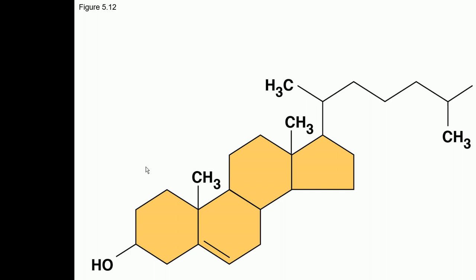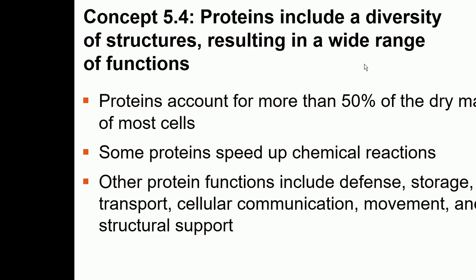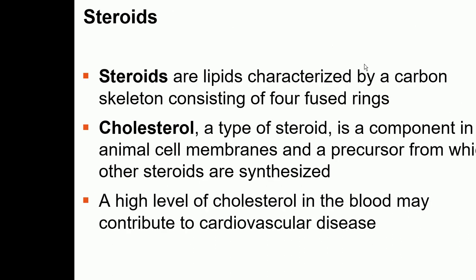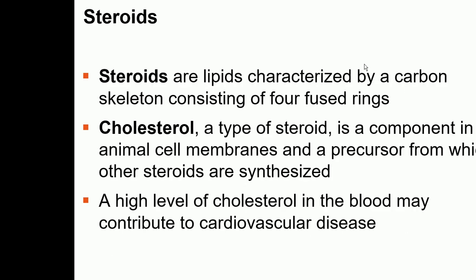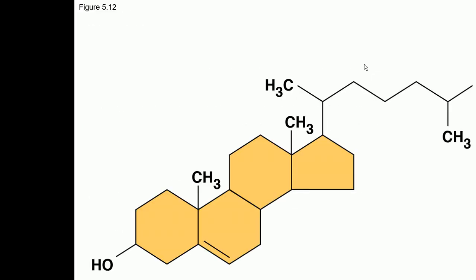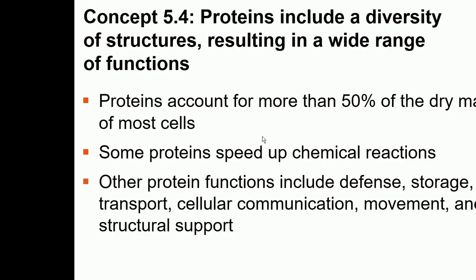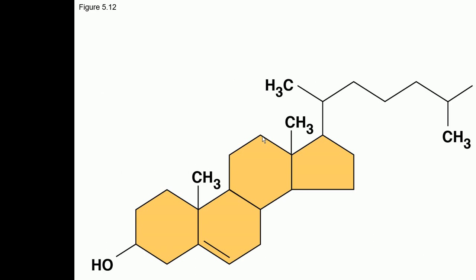So this is the basic structure of a steroid. You can see there are 4 carbon rings which are fused to each other, and then there are some functional groups. Basically, you only need to know that steroids have 4 carbon rings fused with each other, and then there are some functional groups.